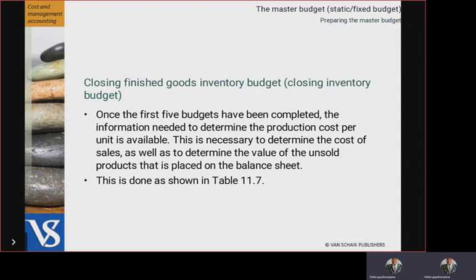All right, then again, we've got a closing finished goods inventory budget. Once the 5 budgets have been completed, the information needed to determine the production cost per unit is available, because we can use the previous budgets so that we can know the cost per unit. This is necessary to determine the cost of sales. That's the reason why you have to work out a cost per unit budget, as well as to determine the value of the unsold products that is placed on the balance sheet. This is done as shown in table 11.7.